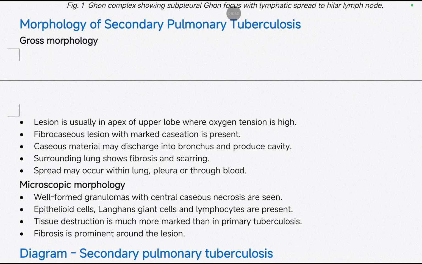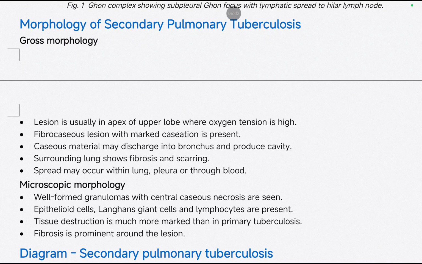What you would find in the gross morphology, that lesion is usually in the apex of the upper lobe, where oxygen tension is high. In primary pulmonary tuberculosis, the lesion can move a little bit, but in the secondary, the lesion is clearly found in the apex of the upper lobe. Now what you will find is a fibrocaseous lesion with marked caseation present.